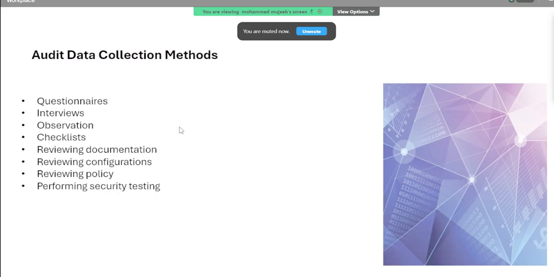Audit data collection methods. So what collection methods do auditors use? We talked about it. They ask questionnaires, they interview folks, they'll call them, like we talked about the network team, right? They will interview the network teams, do observations, checklists, review documentation, configurations, and policies. They do their own security testing too. Penetration testing they might do if they feel like it, or if it is required, from an external audit. Any questions so far?